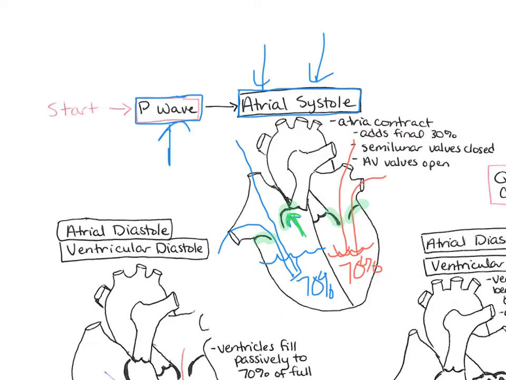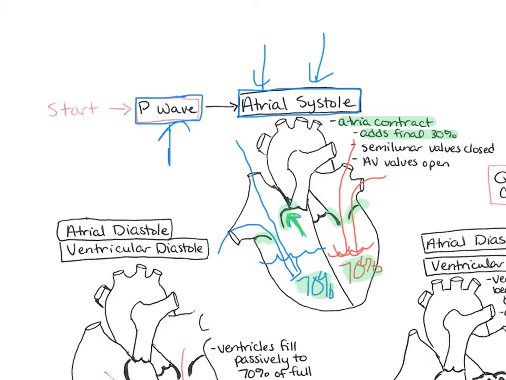All right, and then we get the atrial contraction. That's the first step that occurs. The atria contract, and when the atria contract, they're going to add the final 30%. It was already 70% full, but now we're going to get it to 100% of however full it's going to be. And that's when the atria contract. It adds that final 30%.